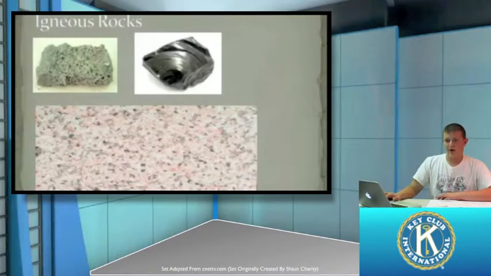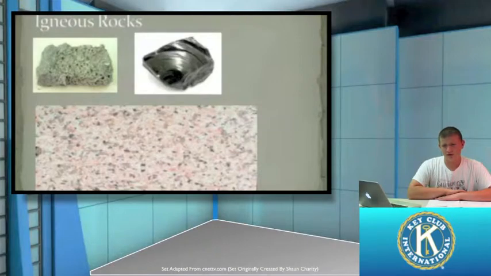Sometimes you have the extremes of this. There are a couple of igneous rocks that cooled so quickly that they have no signs of crystals at all. There's an example of this in the top right.